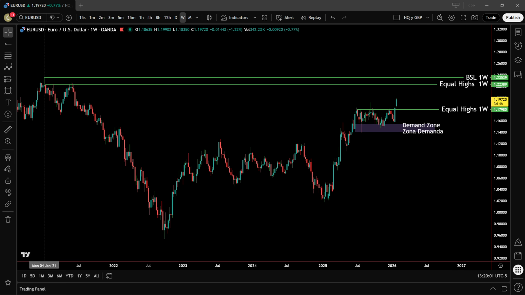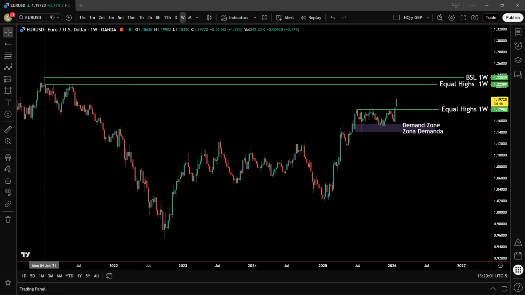Welcome. Today is Tuesday, January 27th, and we are breaking down the current narrative for the euro to US dollar pair. To achieve consistency, it's vital to master market reading from higher timeframes. This provides the necessary bias to trade effectively on lower timeframes.